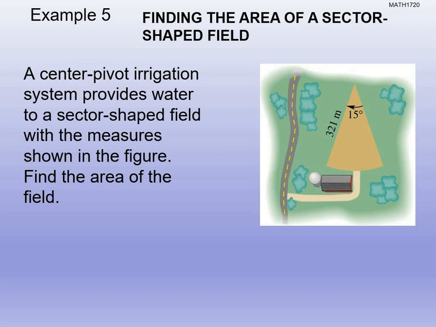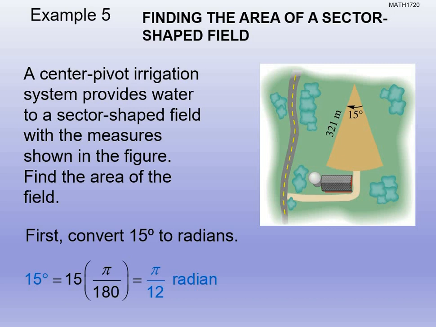So what are we given here? We're given an angle, theta, which is 15 degrees, and a radius of 321 meters. The first thing I'm thinking is, I've got degrees, so I have to go to radians. I take that 15 degrees and multiply it by pi over 180, and that gives me the radians I'm looking for. When I do that, I get pi over 12 radians. Some simplification: 15 goes into 180 12 times, so we're keeping it as pi over 12 right now.